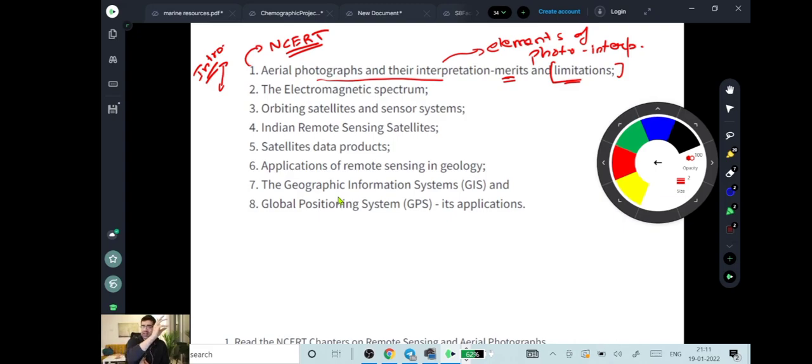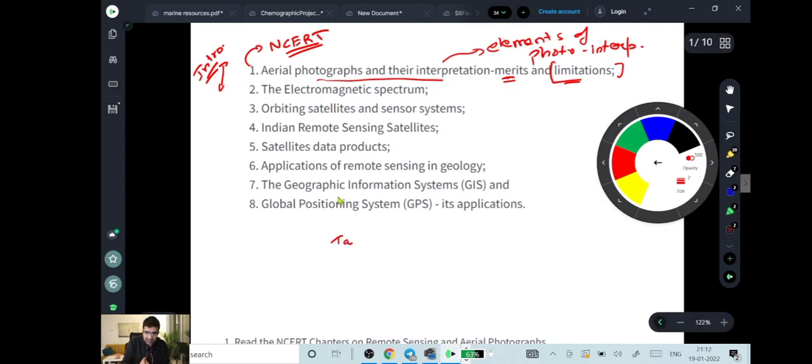So you will need a source of radiation somehow. It could be a natural source such as the sun, or it could be an artificial source, for example in the case of a radar. Then there will be a target, and then there will be a receiver. In between, because the electromagnetic radiation is traveling, it will travel through the atmosphere, so some atmospheric interaction will be there.